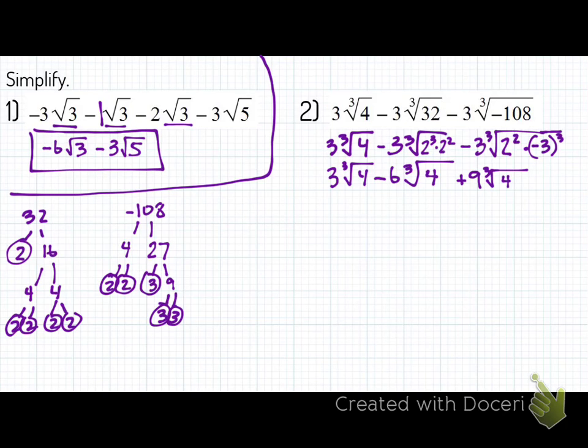What's 3 minus 6 plus 9? Okay, what's 3 minus 6? Negative 3 plus 9? Positive 6. Good. That's your answer. Okay? That's going to be a harder one that you would have to do. Any questions on numbers 1 or 2?